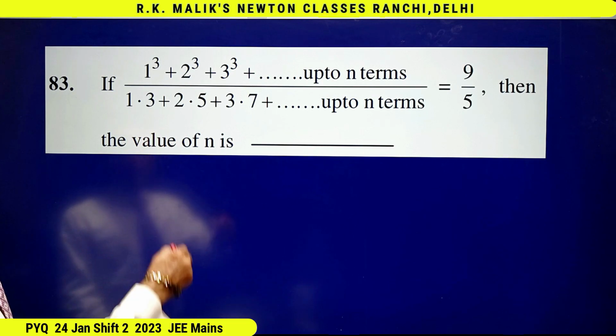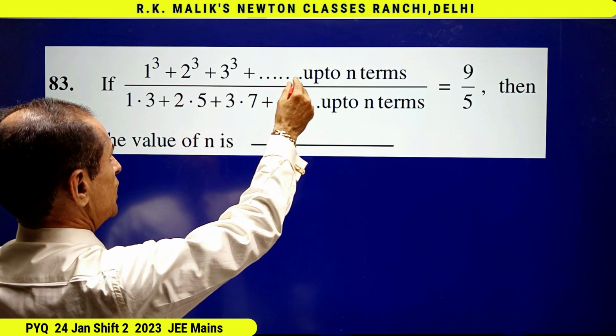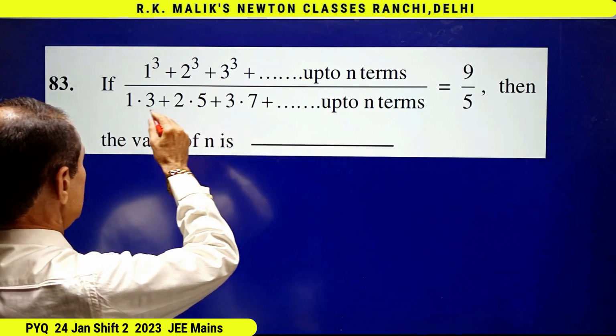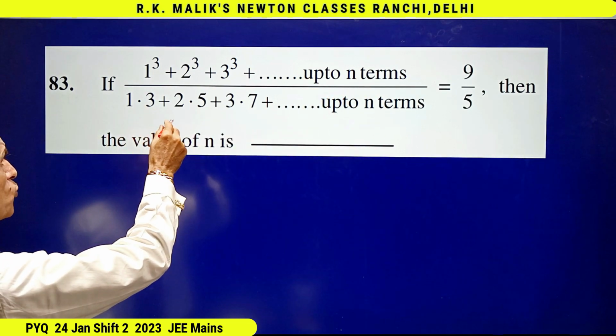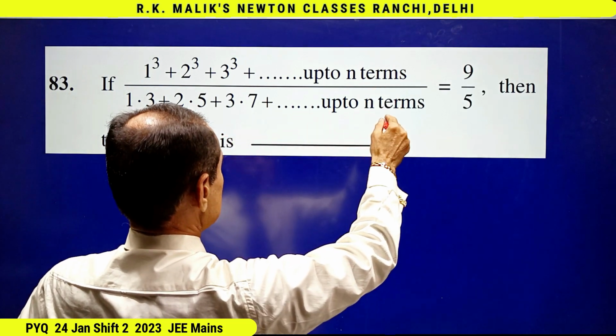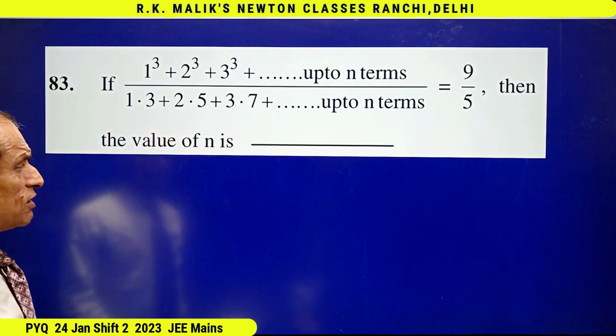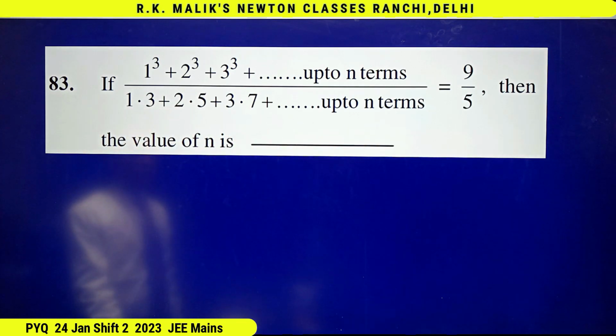In this question, it is given that if (1 cube plus 2 cube plus 3 cube and so on up to n terms) upon (1 into 3 plus 2 into 5 plus 3 into 7 up to n terms), the ratio is given to you as 9 by 5. Then the value of n is dash.